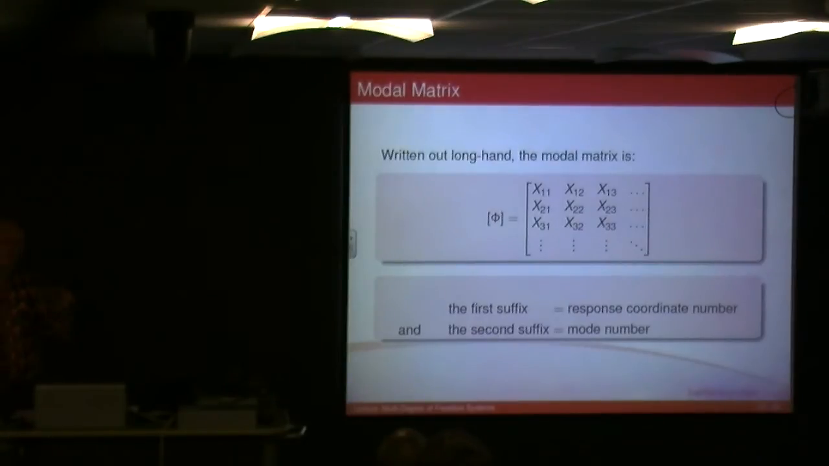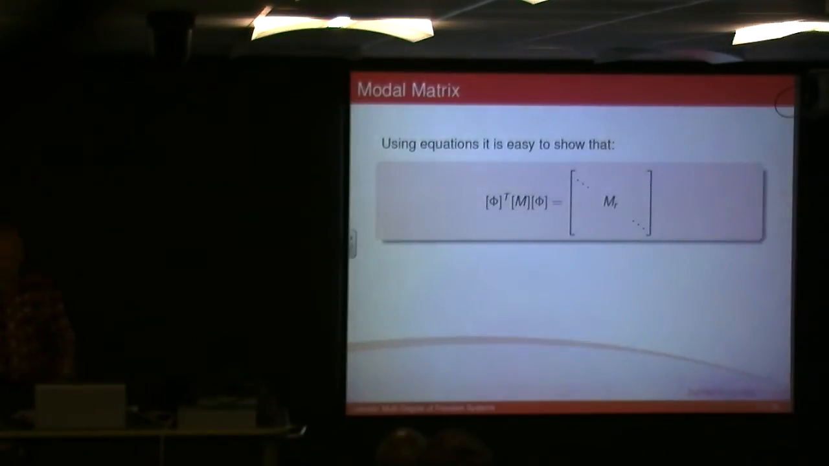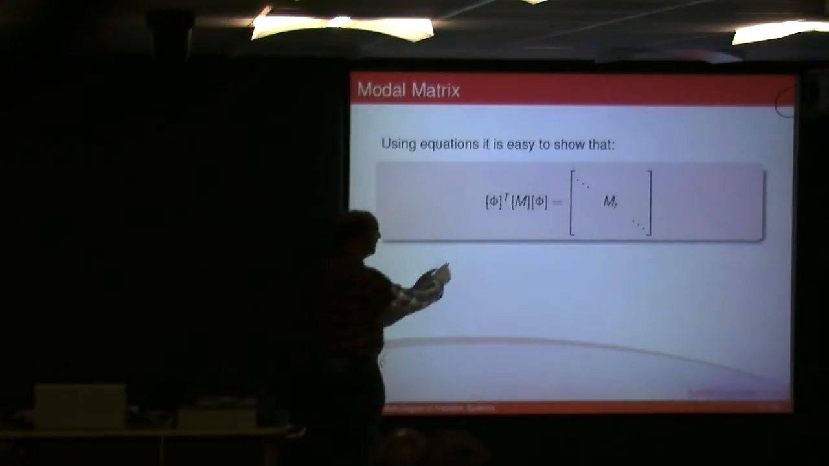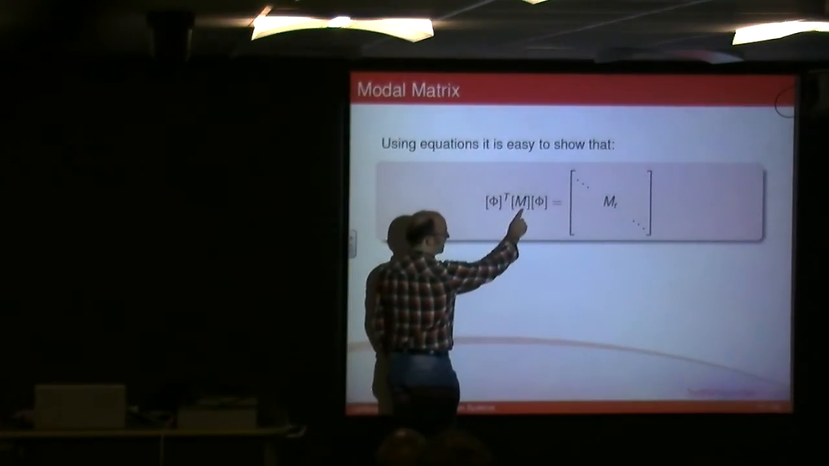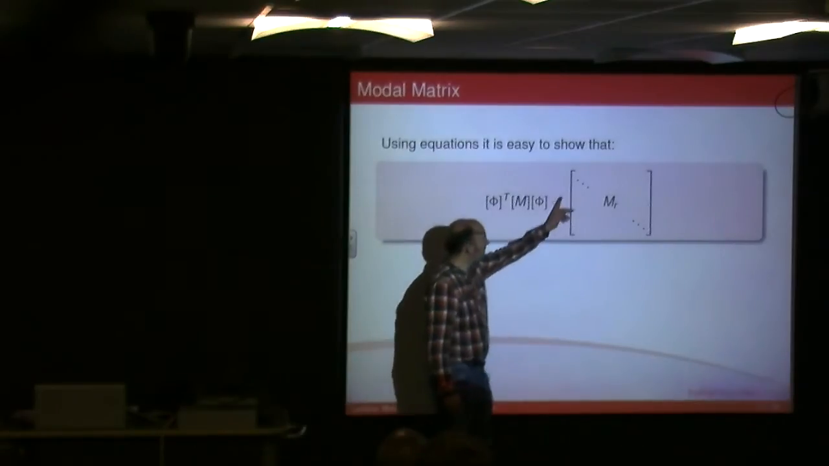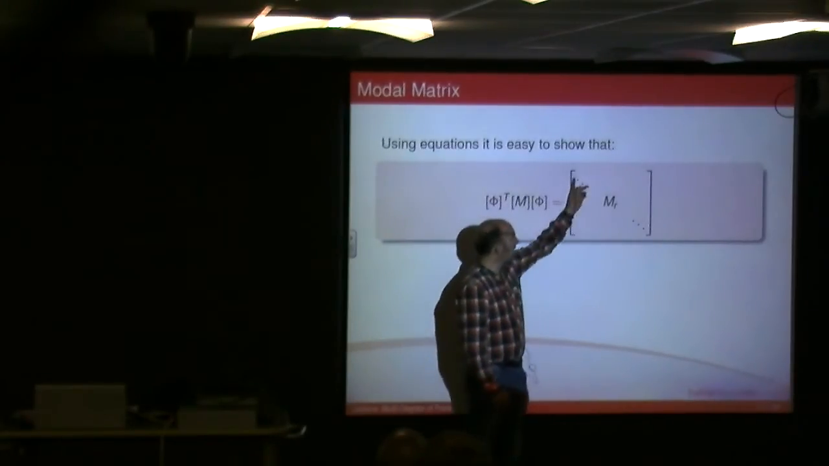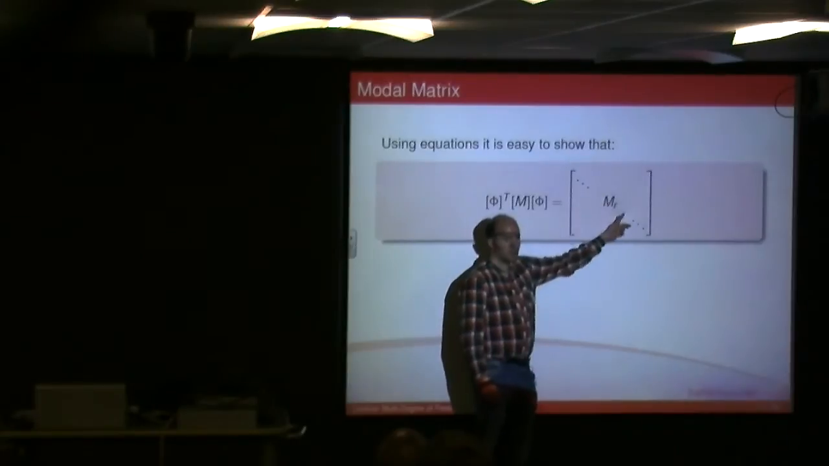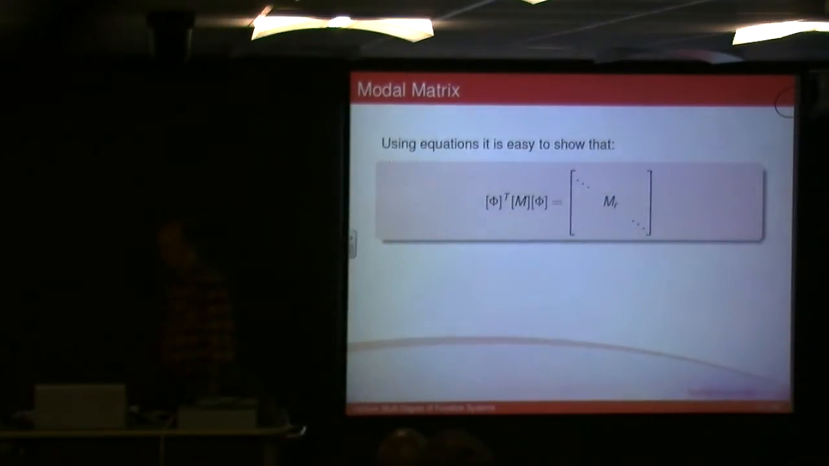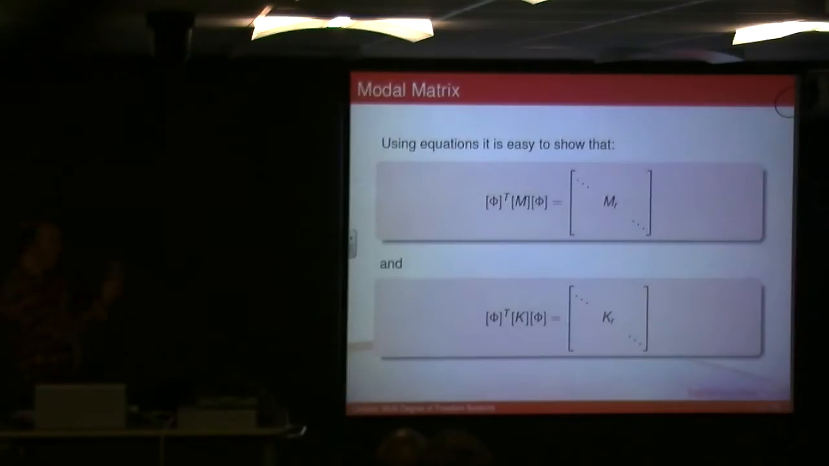And that forms our matrix phi. Now phi is important because that's the key to swapping between x and q. It also has a special feature: if you take phi, transpose it, multiply it by your mass matrix and multiply again by phi, you end up with your MR terms. It's a diagonal matrix, all the other terms are 0, you've got your MR terms down there. And if you do the same thing with K, you just end up with a diagonal matrix with those KR terms.